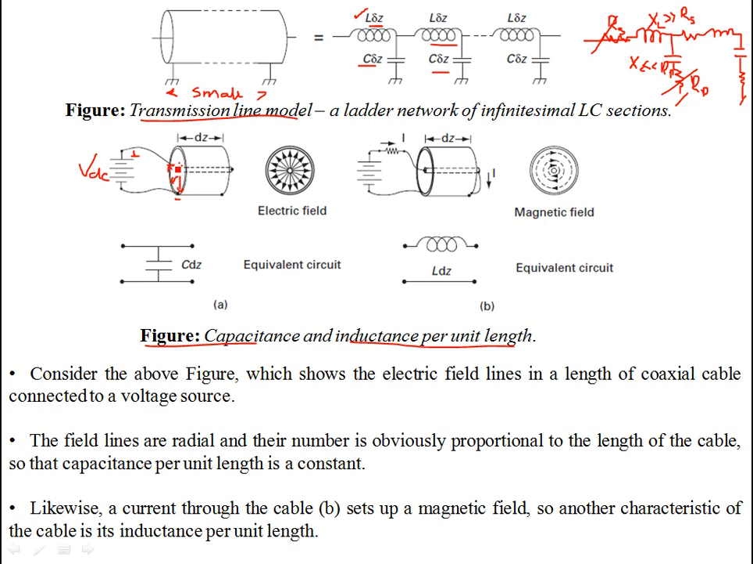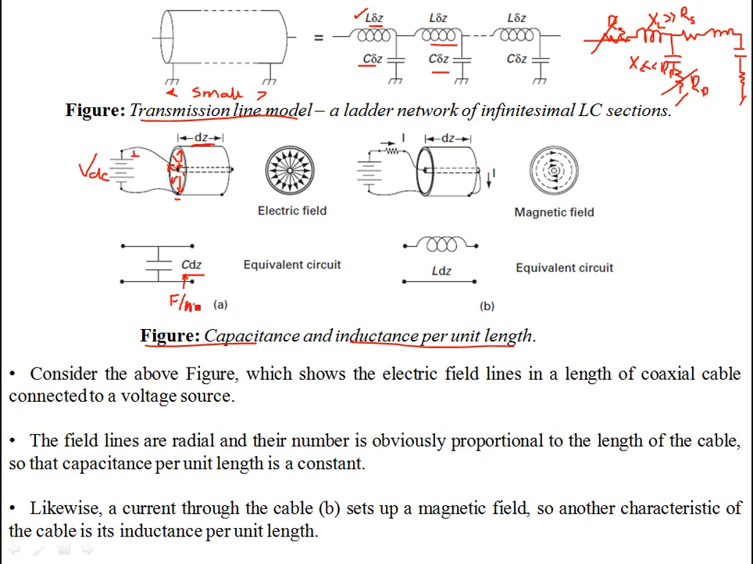So this gives an idea of a parallel plate capacitor in which we are going to establish the field lines. Well, how many field lines are going to radiate? It depends on the length of the wire. So this dz is an incremental length of the wire. Depending on how long it is, we have this parameter C dz. It's not the capacitance in farads; the C here is in farads per meter.